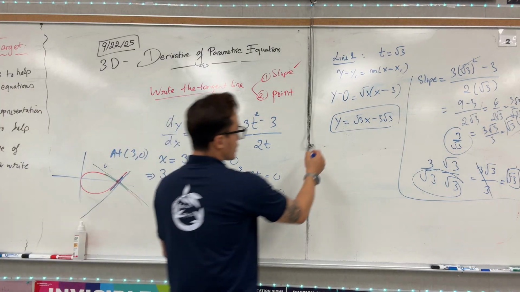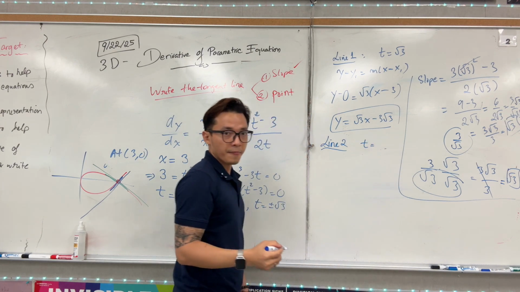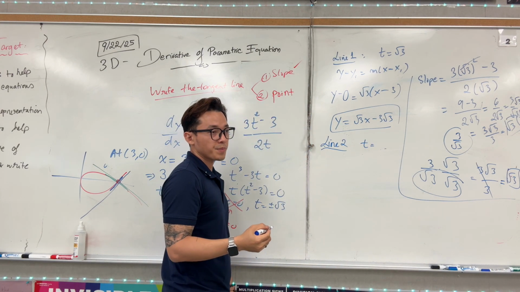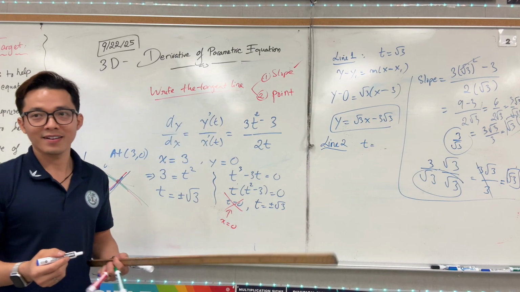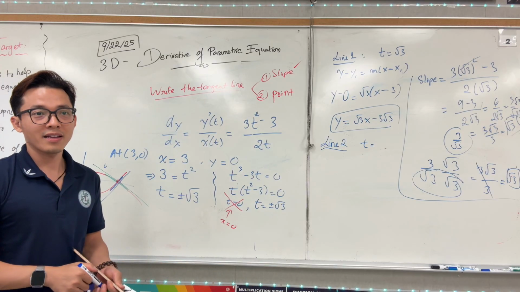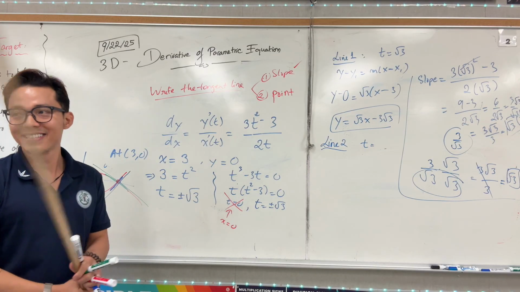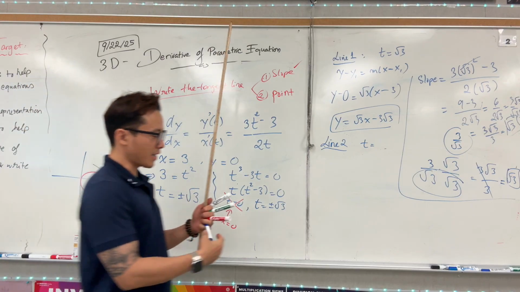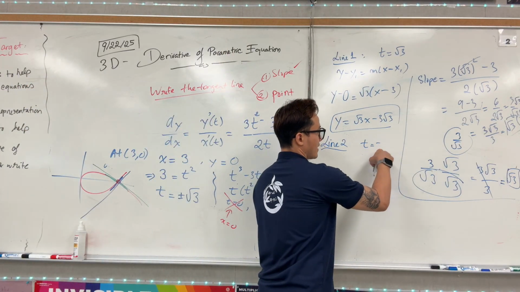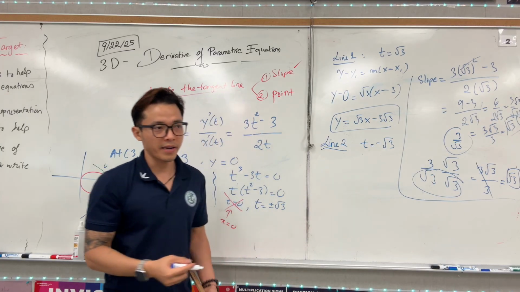Now line 2. T equal to what? You still know what's going on, right? I lost you already? Since when? From here? We could just plug in the negative square root. Yeah, right? You wanna try? Tell me. No, I was gonna tell you the same thing. Negative square root of 3, right? Can you find a slope for me then?